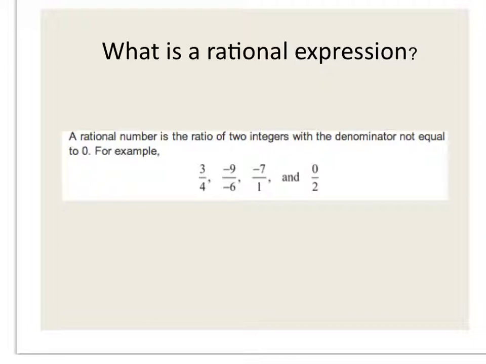The theme of this chapter is rational expressions. So the first thing you need to understand is what is a rational expression. A rational number is the ratio of two integers with the denominator not equal to 0. Basically, that means a fraction. Some examples are listed here. Other examples can be expressions with x's or y's or other variables in them, but basically a rational expression is in the form of a fraction.